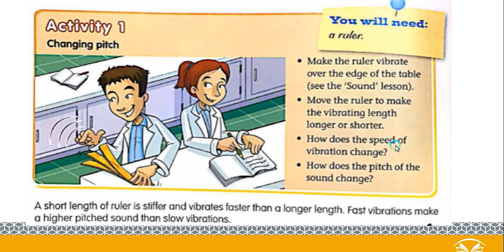So how does the speed of the vibration change? How does the pitch of the sound change? All is just for you to find out in the activity. A short length of ruler is stiffer and vibrates faster than a longer length. Fast vibrations make a higher pitched sound than slow vibrations.